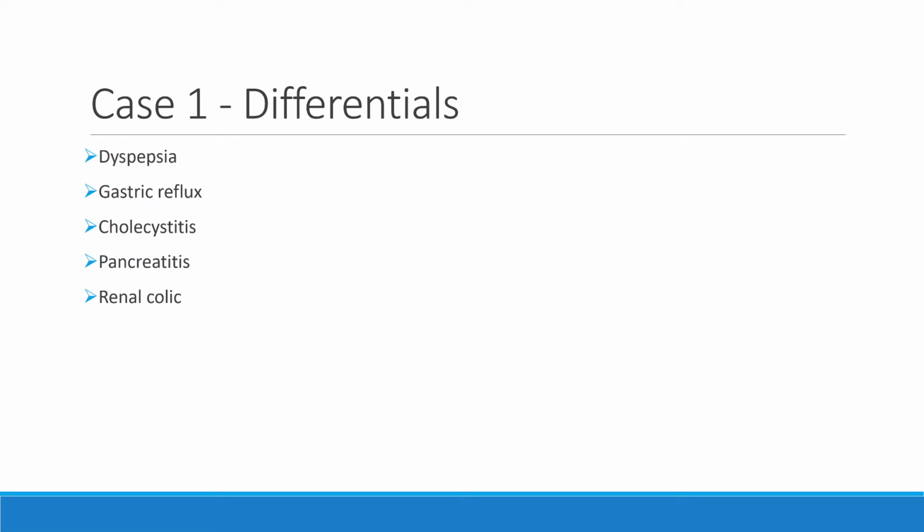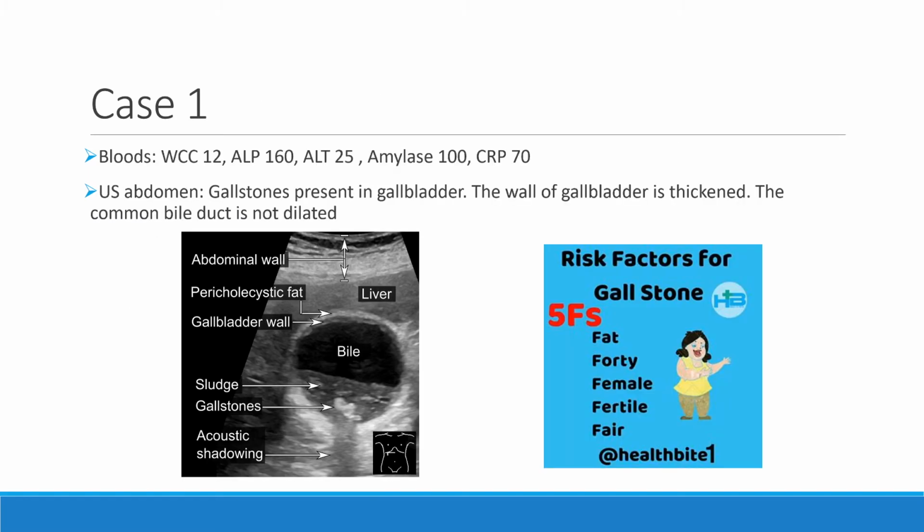So what are the differentials you can think of right now? It's probably dyspepsia or gastric reflux because it's brought on after a meal. Cholecystitis is also one differential. Pancreatitis and renal colic are also possibilities. So you do her bloods and her white cell count is raised. ALP is showing an obstructive picture. Amylase is normal, so that rules out pancreatitis. Inflammatory markers are also raised.